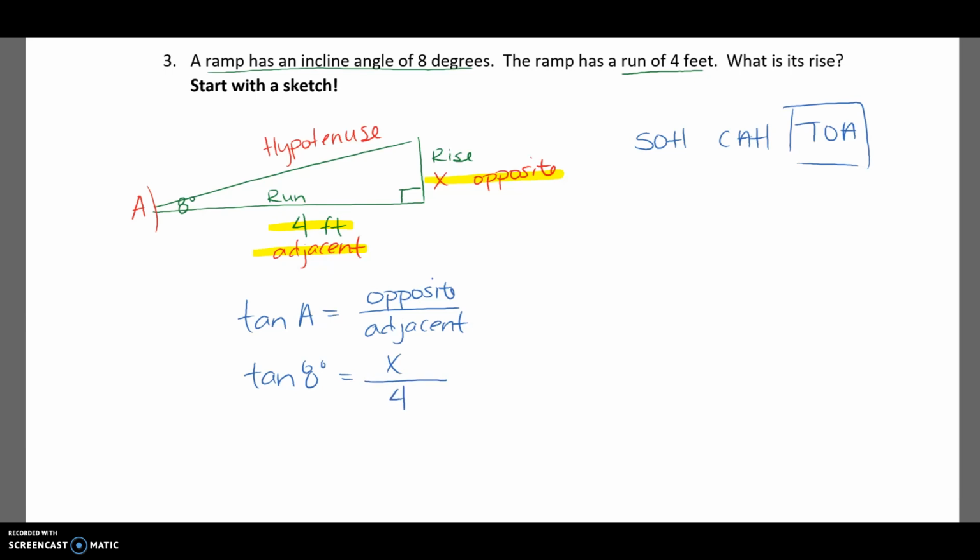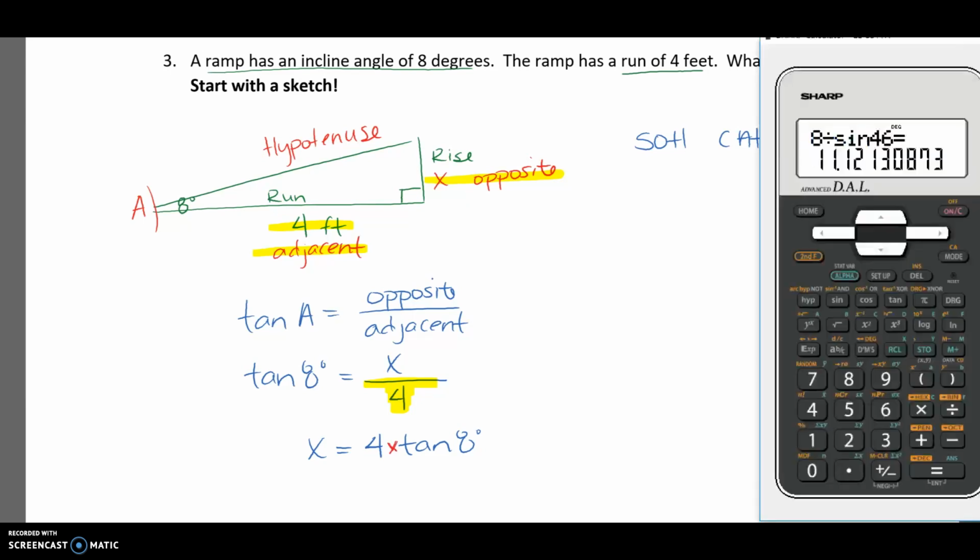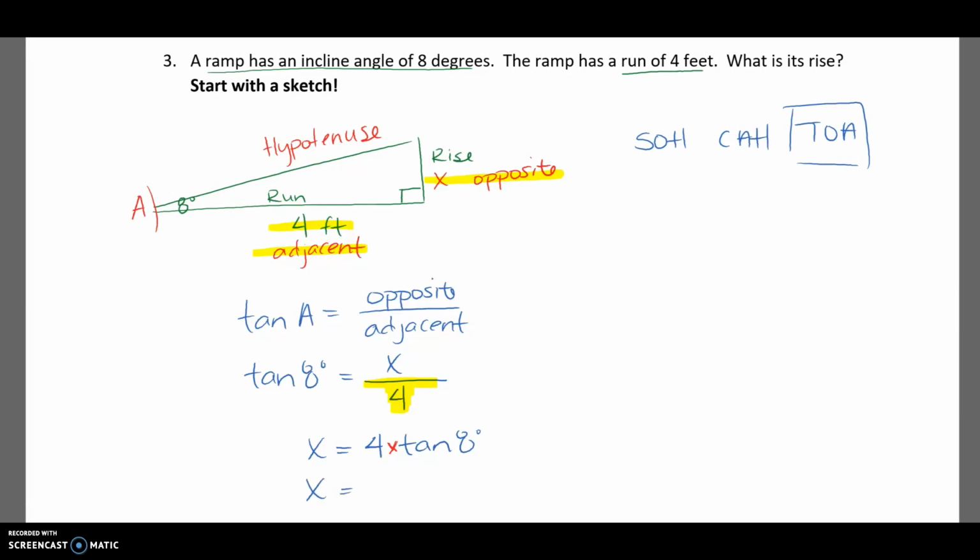To get x by itself, I'll need to move this divide by 4 to the other side, so it will become multiplied by 4. So you can write it with the x on the left if you prefer. 4 times tan of 8 degrees. Notice you often won't see a multiplication sign there. If you like, you can add it in. And then you can go to your calculator. 4 times tan of 8 degrees is equal to 0.562, or to 1 decimal place, the rise is 0.6 feet.